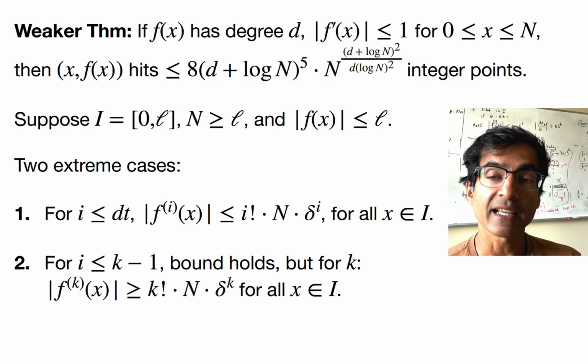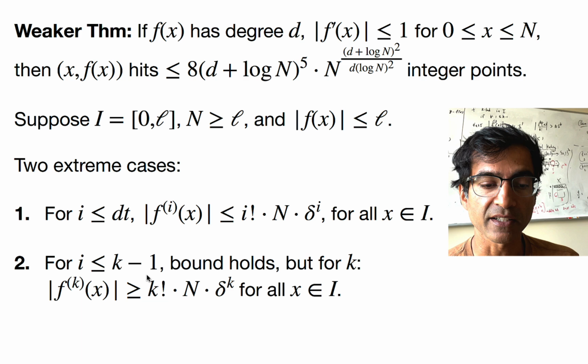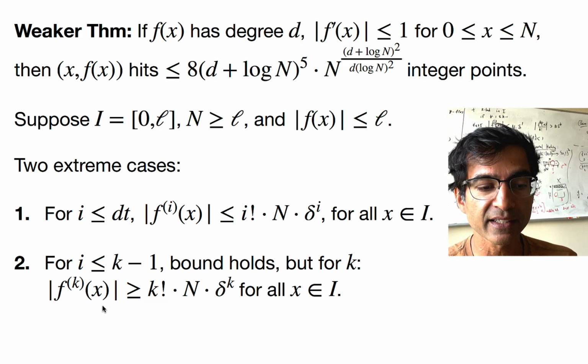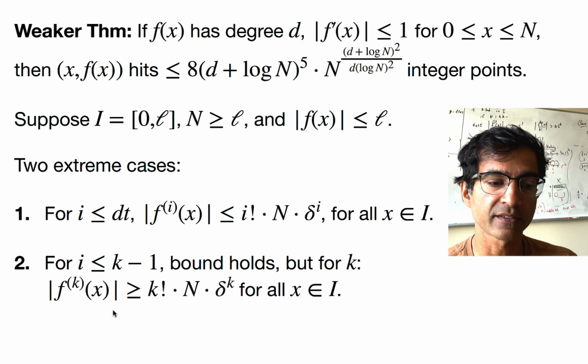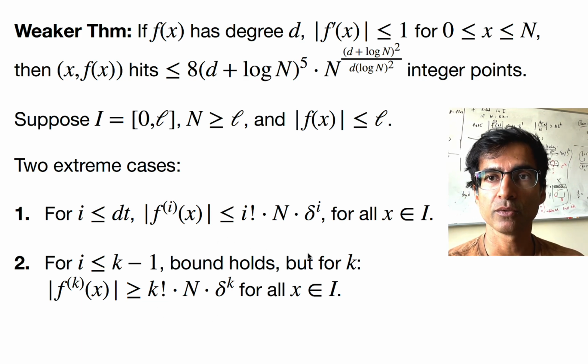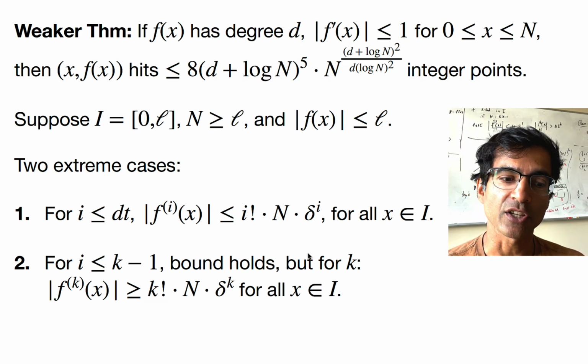And the second extreme case is that this bound holds up to some number k minus 1, but when you try to look at the kth derivative, not only does the bound not hold for all x and i, in fact, for all x and i the opposite happens: the kth derivative is above this threshold. Okay. So these are two extreme cases, and they're not complementary to each other because, in general, it could be that for some x and i, the derivatives are above the threshold or below the threshold.